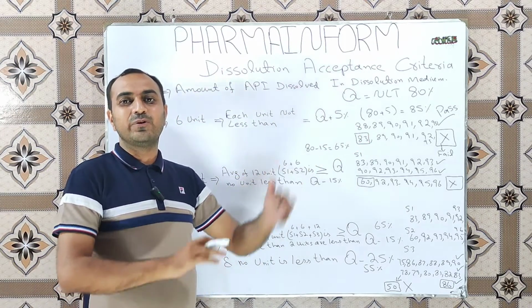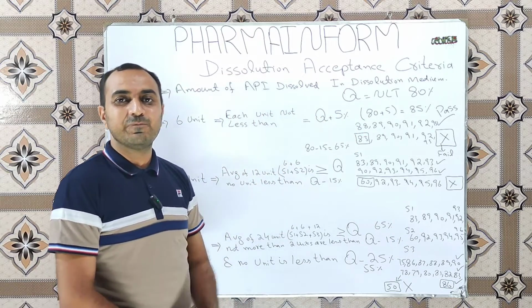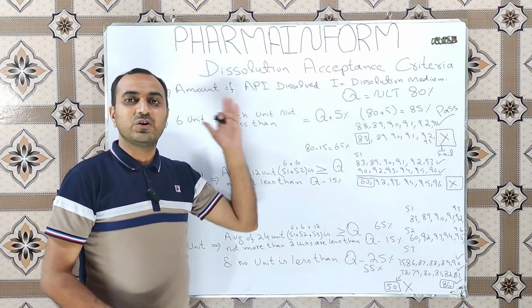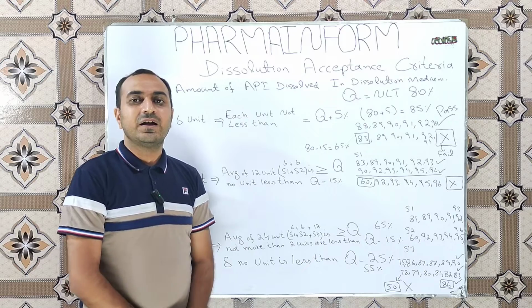What is the Q value in dissolution? What is the meaning of Q plus 5%? What is the meaning of Q minus 15%? And what is the meaning of Q minus 25% in the acceptance criteria of the dissolution?